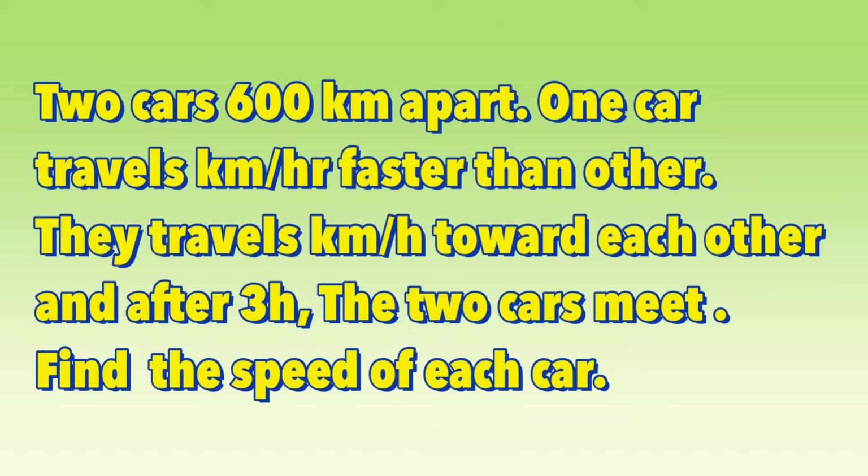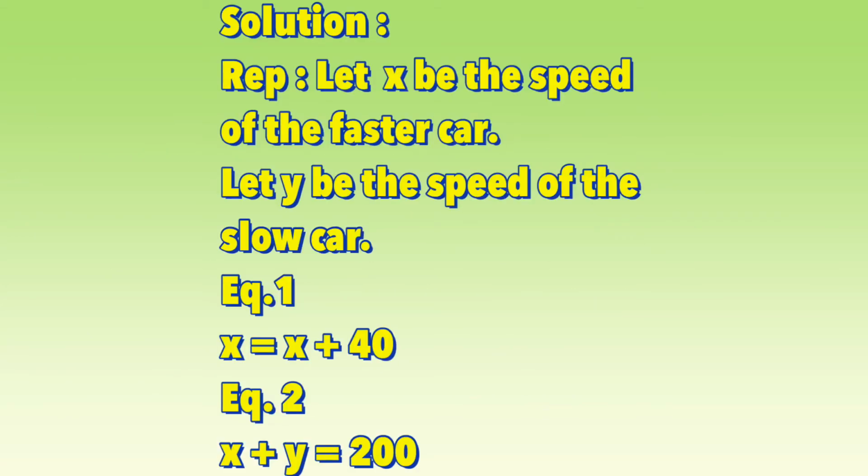Okay, the second problem about motion. Two cars are 600 kilometers apart. One car travels 40 kilometers per hour faster than the other. They travel toward each other, and after 3 hours, the two cars meet. Find the speed of each car. So the problem is asking for the speed of each car.